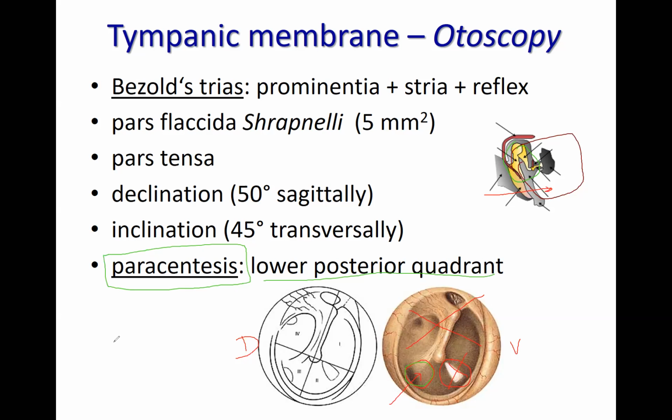We have here two terms, declination and inclination. As we said, and what is also visible here, the tympanic membrane is not in a vertical plane, but it's inclined, and it's inclined in two planes. It's inclined ventrally, and it's inclined laterally. So in a sagittal and in a transverse plane, and it's inclined at 45 to 50 degrees. So please remember that it is not really vertical, it is not a perpendicular structure, but it's inclined in two planes.